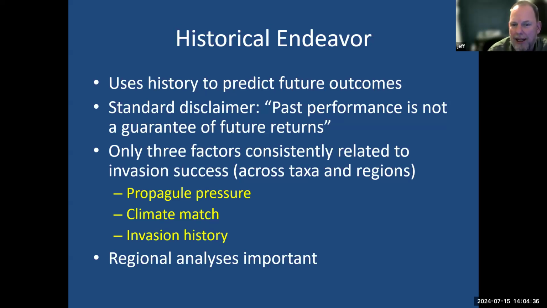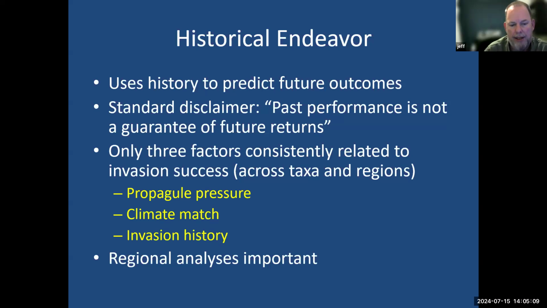There is uncertainty, I should say, in this process. So this is used as part of the decision process. Only three factors really are consistently related to invasion success across the world and across different organisms. They don't all work everywhere themselves. Propagule pressure, how many individuals are getting out there, how many times; climate match that we discussed; and invasion history. Have they invaded elsewhere? And if they have, do they have impacts?